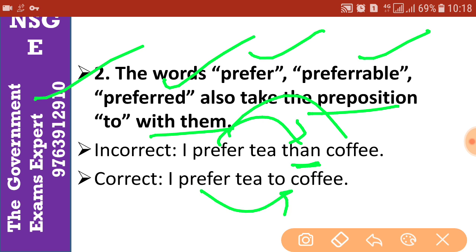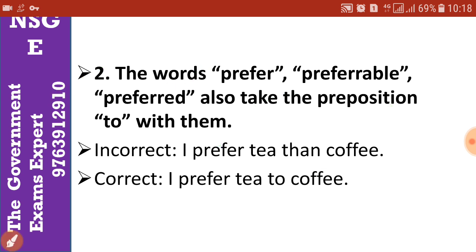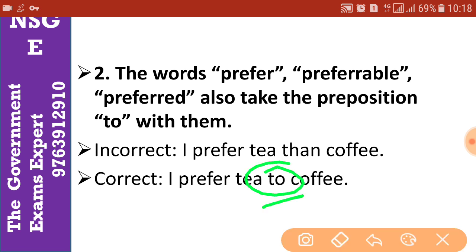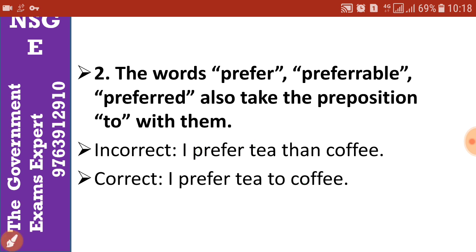I prefer to read books to watch movie. I prefer to go there to sit over here. I prefer to see you to stand over there, etc. So many examples can be there, but don't use I prefer to have lunch than drinking water. You can say, I prefer to have lunch to drinking water. You always use the word to as a preposition when prefer, preferred, preferable is there in the sentence.